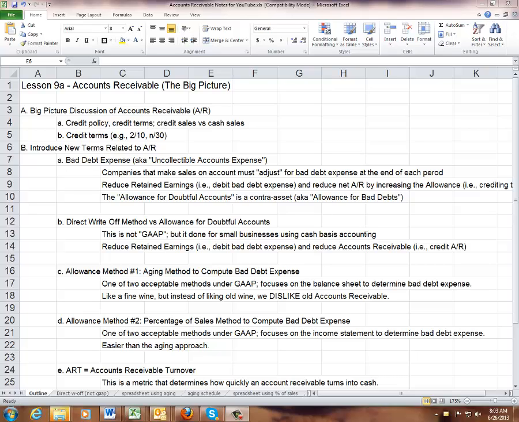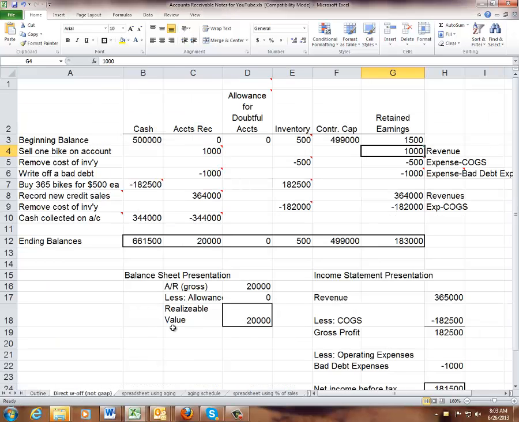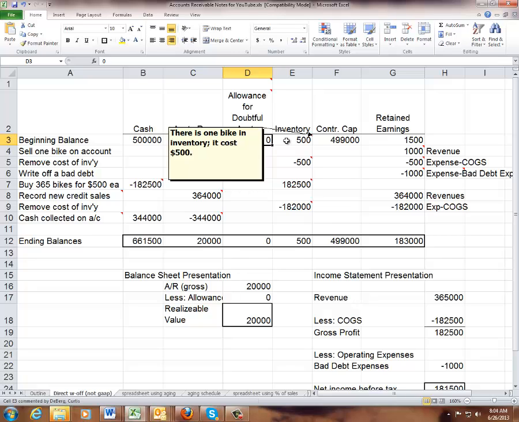So, the big picture here in Lesson 9A is to just introduce you to some new terms and to a few new accounts. So let's start off by opening up a spreadsheet called the direct write-off method. Now, if you look at the spreadsheet, you see that this company starts with $500,000 in cash. It has an account here called Accounts Receivable, which is 0. There's another account here called the Allowance for Doubtful Accounts, and we'll explain what that is a little later, but that is also 0. This company has one bicycle in its inventory, and this bike costs $500.